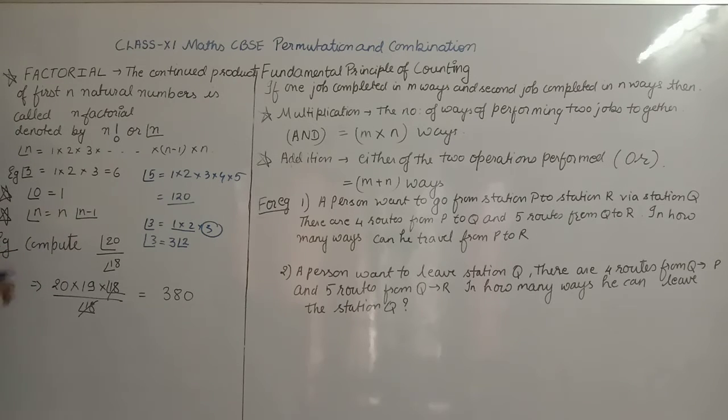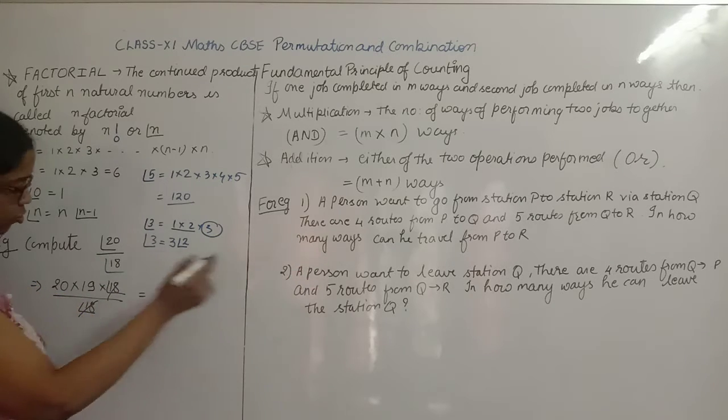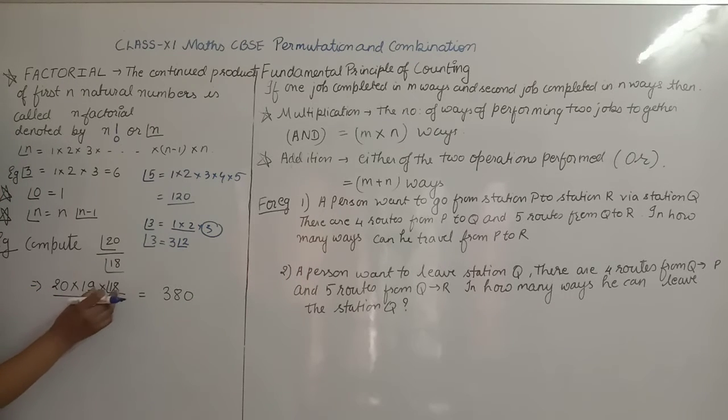Hope it is clear. Now to understand the application of factorial, I have taken one example. Compute factorial 20 upon factorial 18. So how will we do it? Factorial 20 can be written as 20 into 19, and because I don't want to extend till 1, since I already have factorial 18 in the denominator, I have stopped it over here. Wherever you want to stop, you can put the factorial. Factorial 18 and factorial 18 will get cancelled. So 20 into 19 is 380. This is how you can compute factorial.